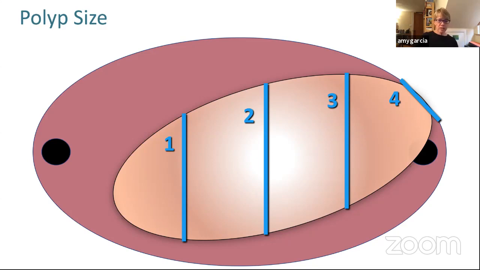And you also want to be able to cut pieces that you know can be removed through that 5mm cervical canal. So this is what I most often do with postmenopausal patients, simply because the canal is narrow and polyps grow big before they're detected when they're benign. And so you have to essentially cut it to remove it.